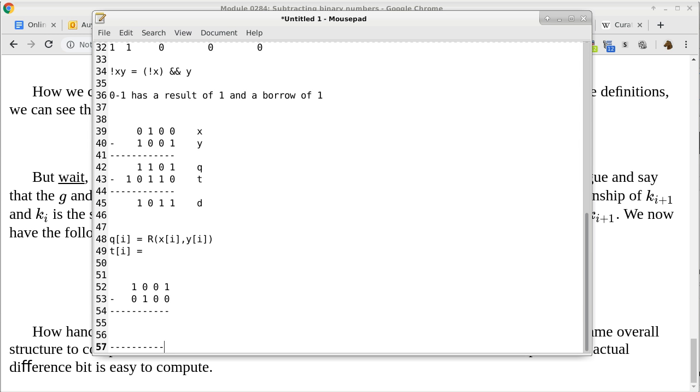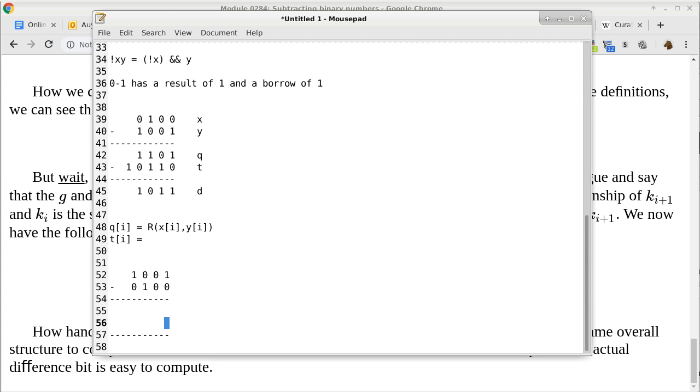All right, so we should be able to do this relatively quickly. 1 minus 0 is a 1 with no borrow. 1 minus 0 is 1 with no borrow. So we don't have an overall borrow, put a 0 here. 0 minus 0 is a 0. 0 minus 0 is a 0. We do not have an overall borrow. Put a 0 here. 0 minus 1 is a 1, and we immediately have a borrow here. 1 minus 0 is also a 1. 1 minus 0 is a 1. 1 minus 1 is a 0.